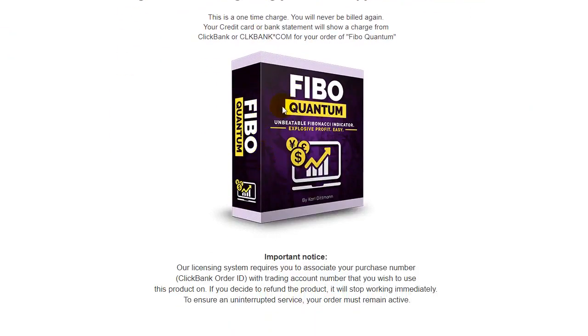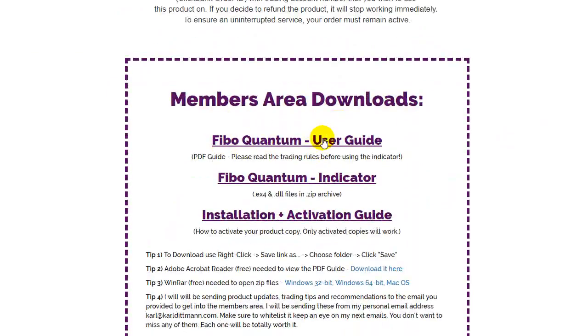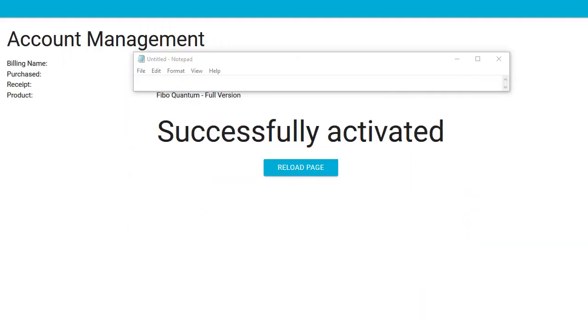Welcome to the members area. Congratulations, yada, yada. I downloaded all this stuff already. And I just want to show you one thing that you have to do when you purchase. You have to register the product, which is good because a lot of people buy this stuff and just return it and keep on using it. So I'm glad that they did this.